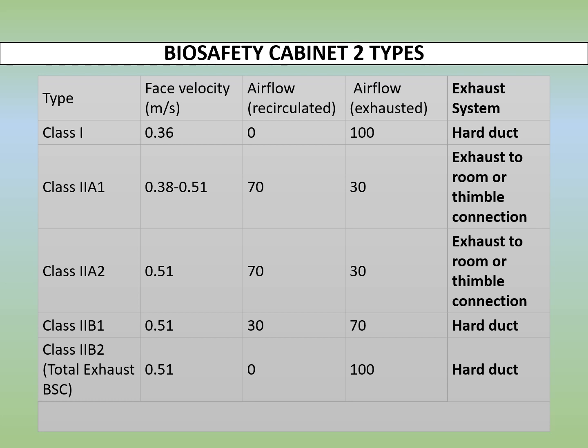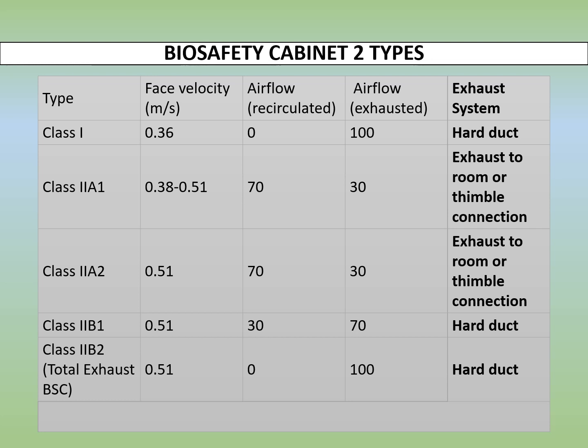Biosafety cabinet class 2 types are categorized into A and B category. In class 2A1, 2A2 and 2B1, some portion of air is filtered out and some portion of air is recirculated. In class 2A1, about 30% of air is exhausted and 70% is recirculated. The same thing happens with class 2A2, whereas in class 2B1, 70% of air is exhausted and 30% of air is recirculated.